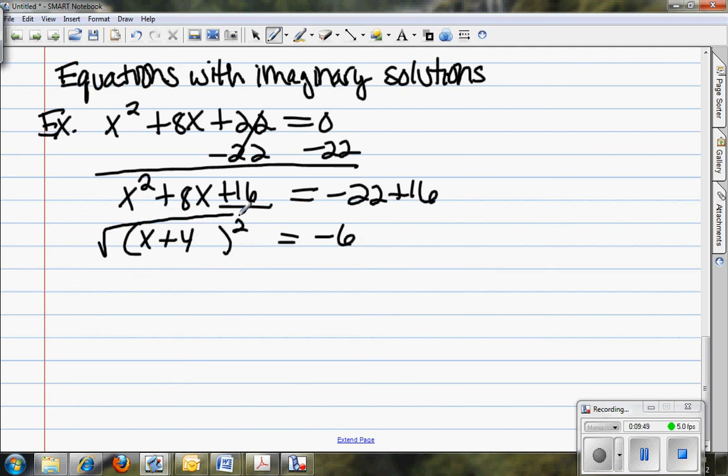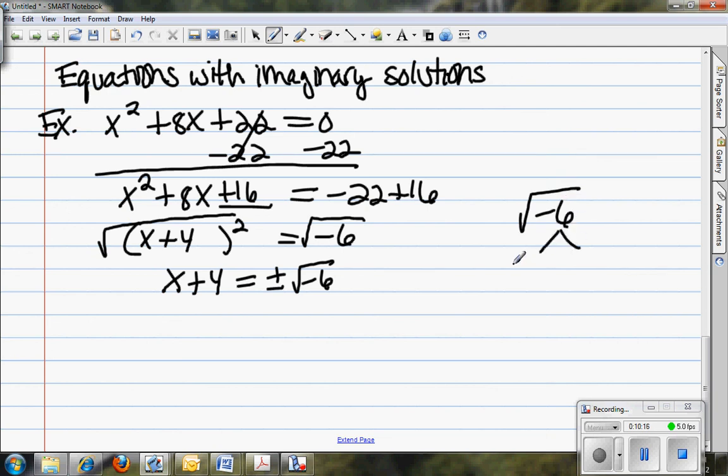Now that we know how to deal with negative square roots, this is not a problem anymore. The square root of x plus 4 squared, of course that's just going to be x plus 4. And now we're going to have plus or minus square root of negative 6. Well, how can I break that down? Well, I know I can break down the square root of negative 6 into negative 1 and 6, and that would bring out my i.